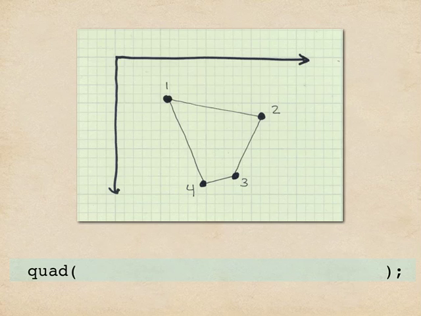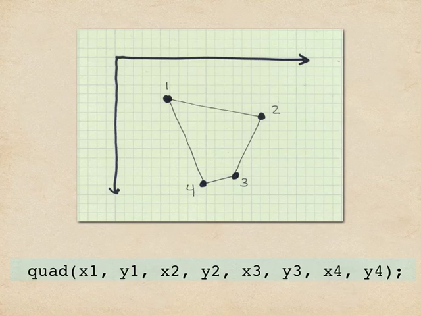What we put inside of quad are the x and y values of the first point, the x and y values of the second point, x and y of the third, and x and y of the fourth. It's a lot of typing. There's 8 numbers to type in, but that will draw the 4 points connected and fill it in if you have a fill color. Let's see it in action.